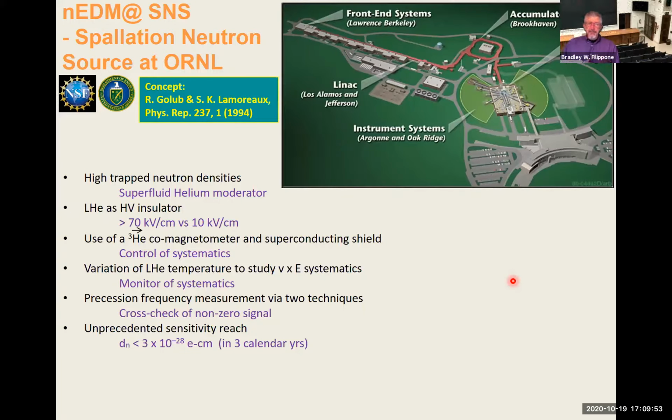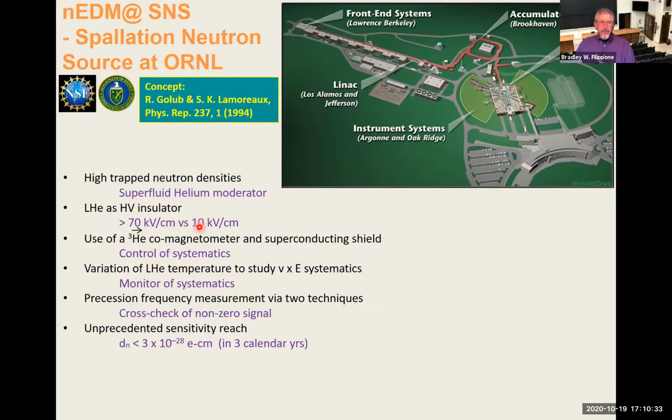So the experiment is at the Spallation Neutron Source. It was a concept proposed in the 90s by Bob Golub and Steve Lamoreaux to do a cryogenic experiment. If you use superfluid helium as the super thermal source to make a high density of neutrons, we can produce 100 times more neutrons than have been used previously. Since I've got liquid helium anyway, I can use that as an insulator. And we've already demonstrated we can get more than 70 kilovolts per centimeter, compared to the previous experiments, which were done in a vacuum at about 10 kilovolts per centimeter.